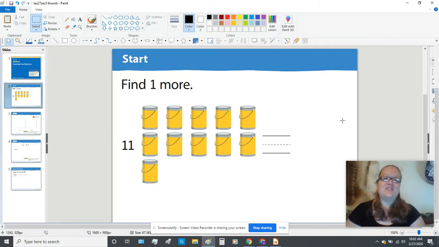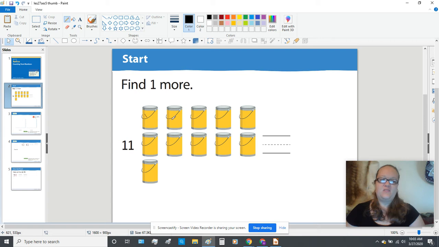Okay, I want you to take a look at this picture here, and it's asking us to find one more. Let's take a look at this teen number here. Do you know what teen number this is? Well, it's got a 1 because there's a group of 10 and one more. If you're not sure what that number is, let's count these paint cans to find out.